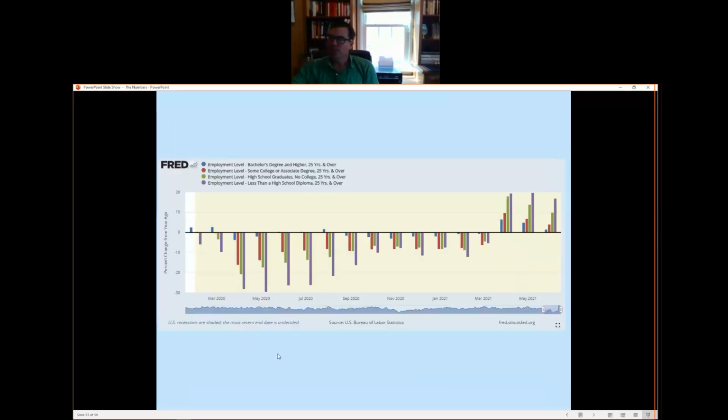It's also interesting to look at who was unemployed. This is actually employment, employed. But during the pandemic, let's look back here. Who was really hurt? Well, those with the least education. So the purple bars are less than high school. The green is high school grads, and then red's some college, and blue is bachelor's degree. Folks like probably you and I that have bachelor's degrees really saw very little impact on our employment.